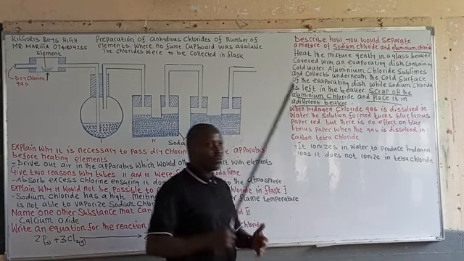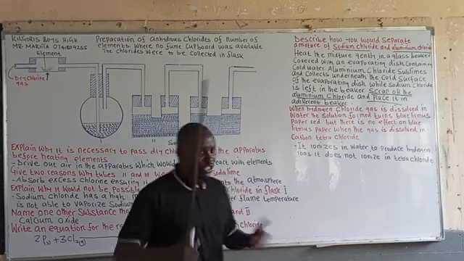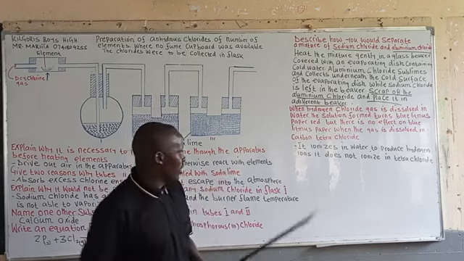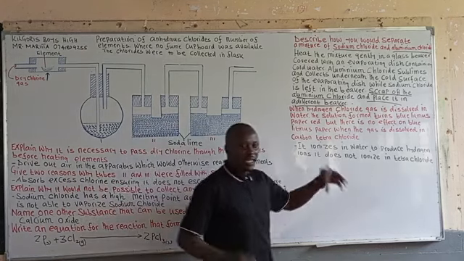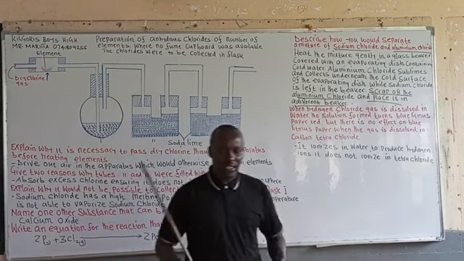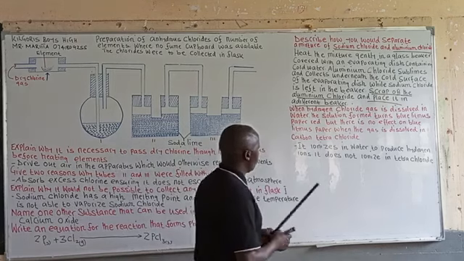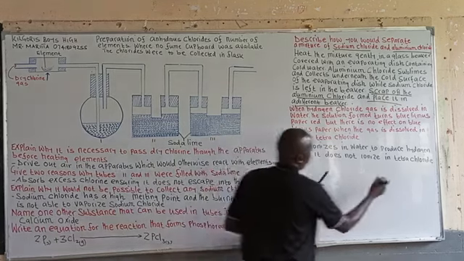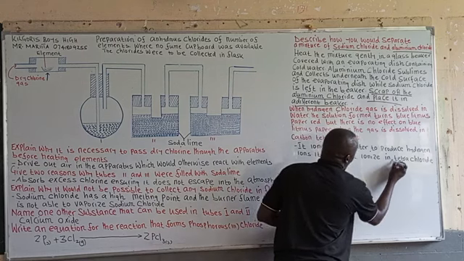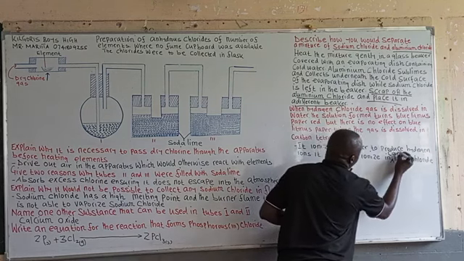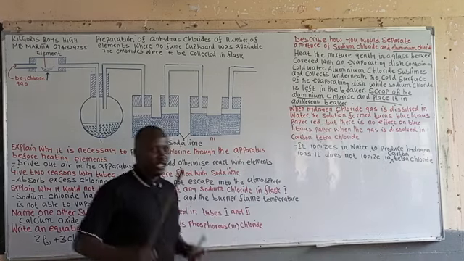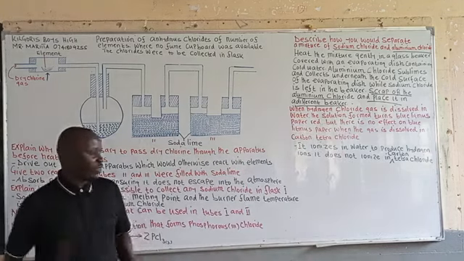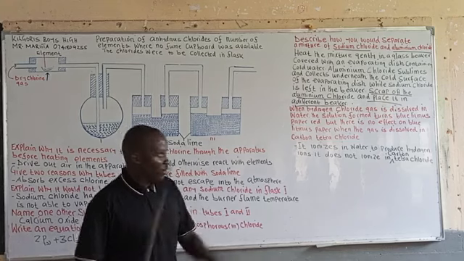So you have to say that hydrogen chloride in water ionizes, while in carbon tetrachloride it does not ionize. It exists as a molecule. This one is carbon tetrachloride. So we are saying that in carbon tetrachloride, the hydrogen chloride exists as a molecule and therefore it cannot ionize.